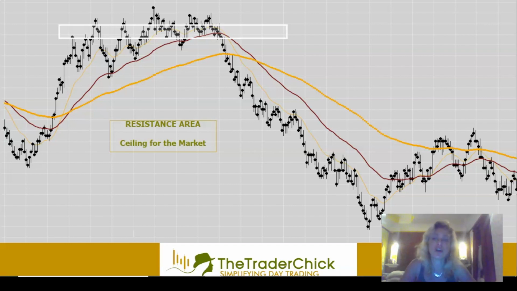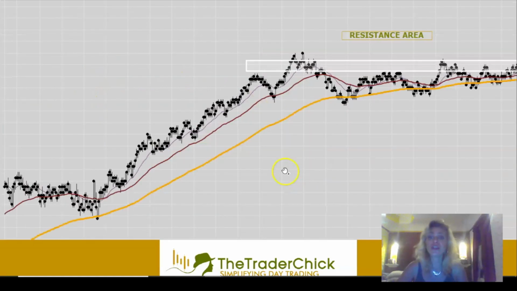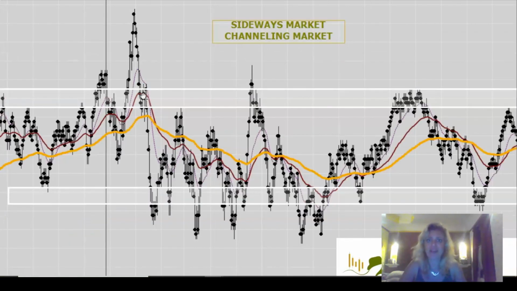What's a resistance area? It's the ceiling for the market. If you're headed up, boom, it keeps on hitting it over and over again. It's hitting that glass ceiling until it breaks through it or transitions down. Again, not something for us to really care about as much as we need to care about where those areas are and respect them. All right.